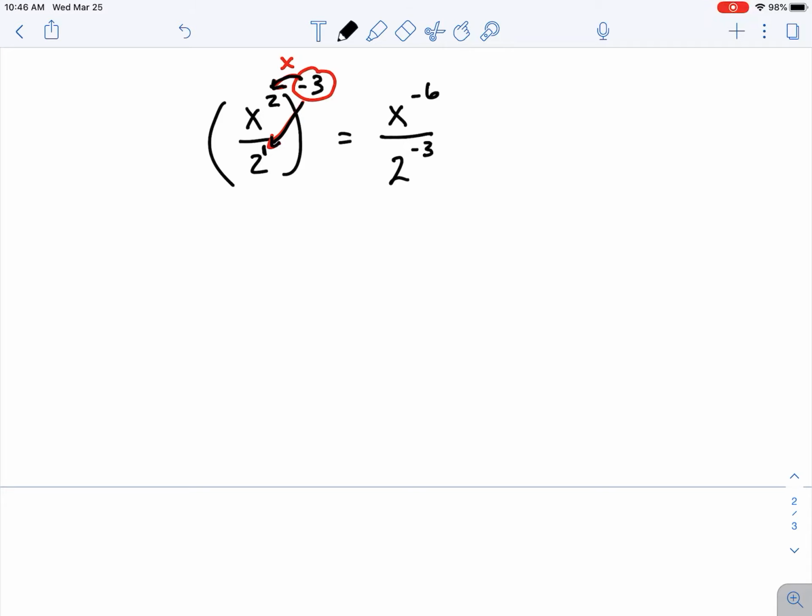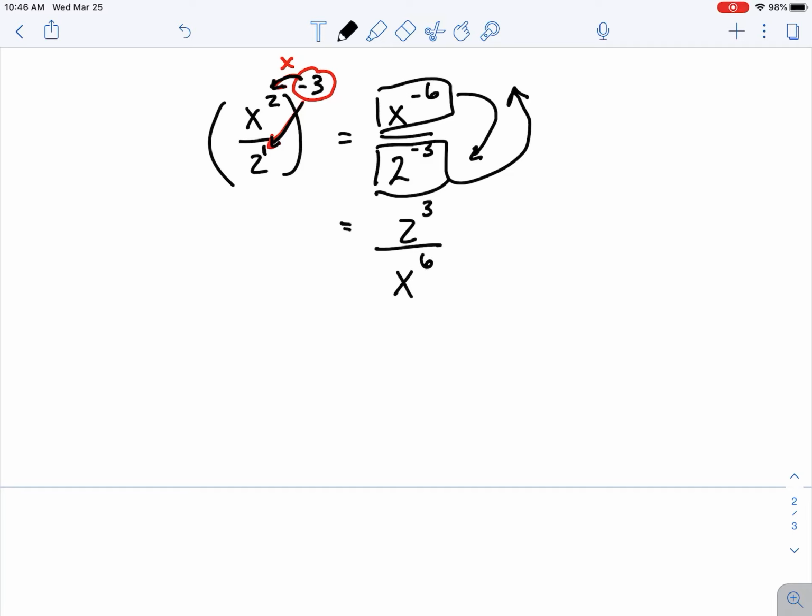Now what do I do with these? Well, in this case they are both negative. I've got this x with a negative power and the 2 with the negative power. So both of them have to move. The x has to move downstairs and the 2 has to move upstairs. And that's how you change the powers positive. So now I'm going to have the 2 to the positive 3 upstairs and x to the positive 6 downstairs.